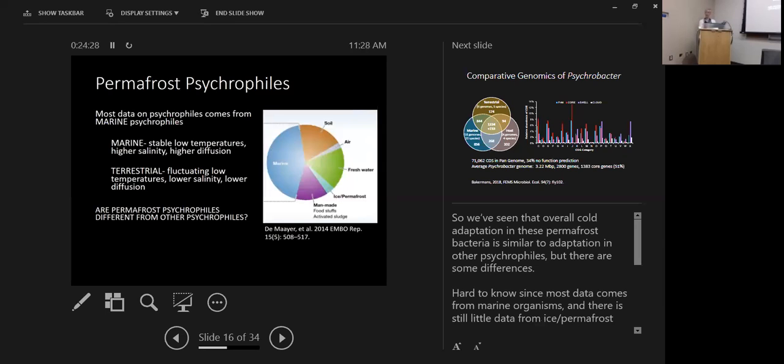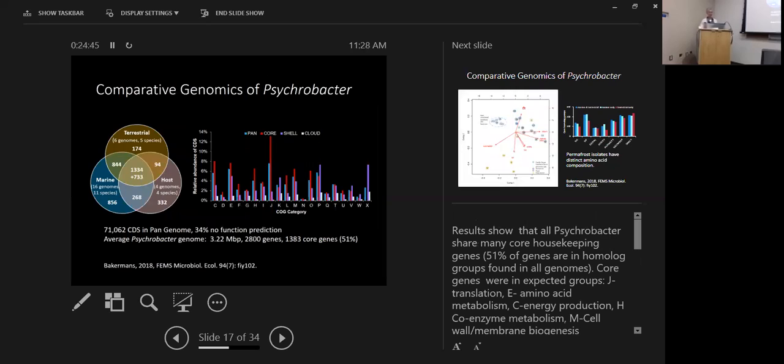So the genus Psychrobacter is actually a nice genus to look at this in because we do have isolates from the marine environment, from permafrost, and from some other places. And at the point I did this study, we had 26 genomes. Of course, every day you look, there's more genomes out there. But at this point, we had 26 to work with. And I compared these 26 genomes of Psychrobacter to try to get some idea if there were any differences based on habitat between these organisms. They are fairly closely related as genera go, so the individual species are fairly closely related.